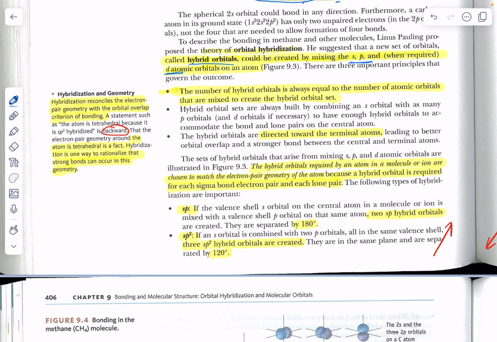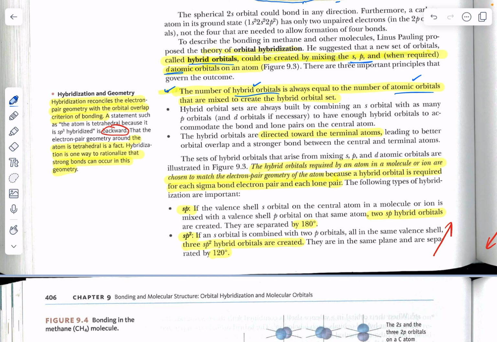And so when we look at the bullet points, number 1, the number of hybrid orbitals is always equal to the number of atomic orbitals. So you learned about atomic orbitals way back when we first started learning about quantum mechanics and talking about s and p and d and f orbitals. And we blend the orbitals together to make a hybrid orbital.